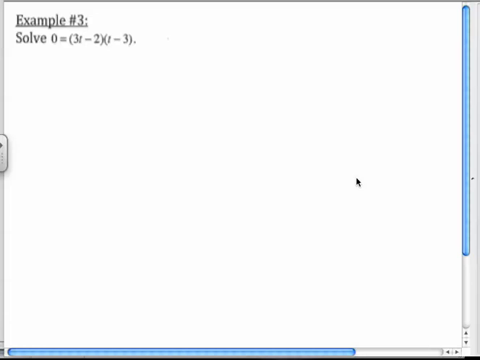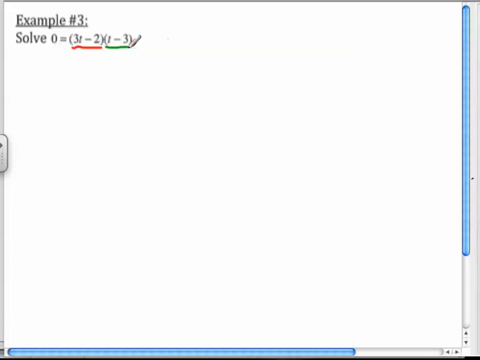Okay, example number 3 here, guys. We need to solve this thing. Now, how many things are there up here that are being multiplied that equal 0? 2 things, right? I've got this binomial here, and I have this binomial here. Those 2 things are being multiplied together, and they give me 0. So if either of them are 0, then it's a true statement.